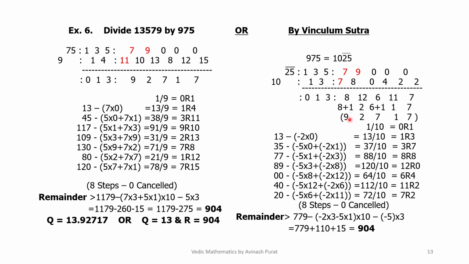So we get the answer 92717. So quotient is 13.92717, or quotient is 13 and remainder is 904.